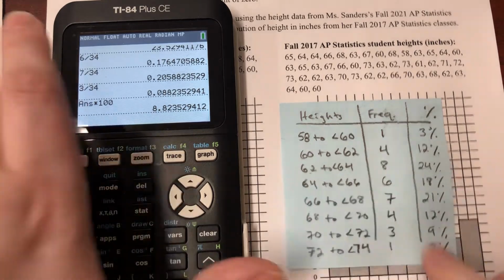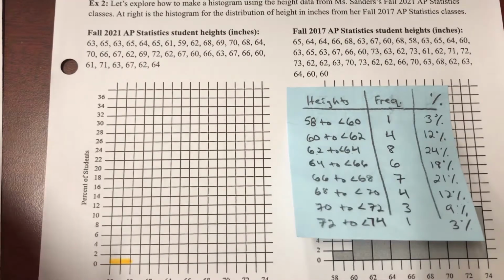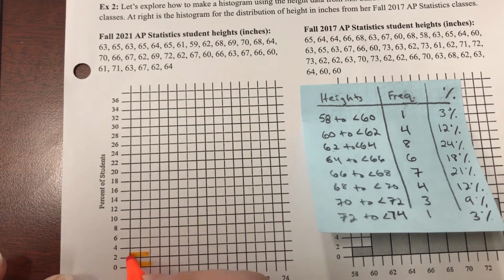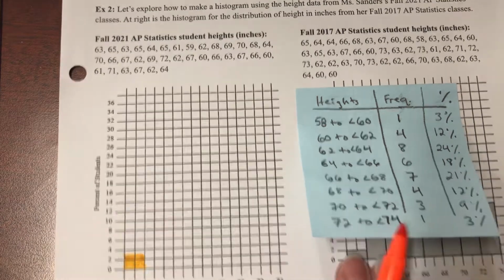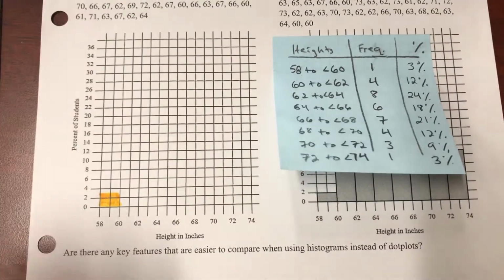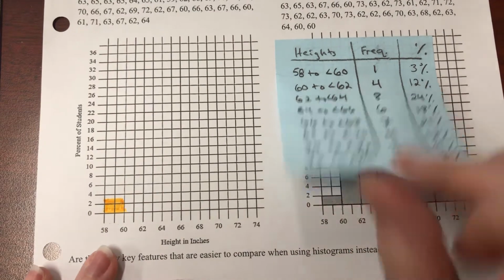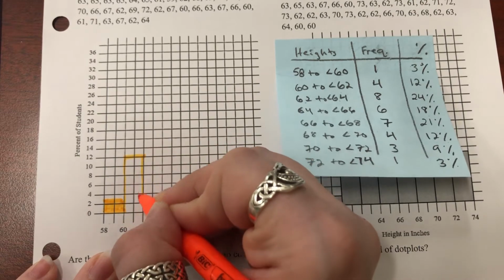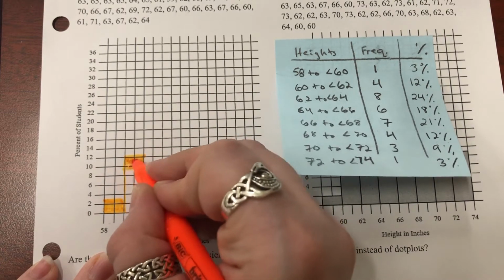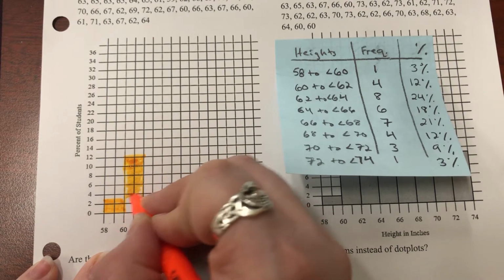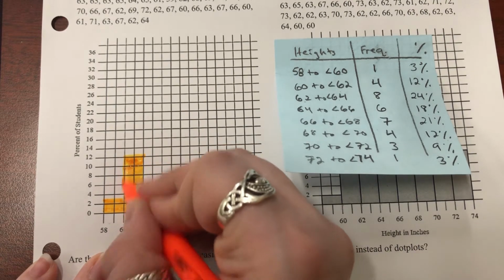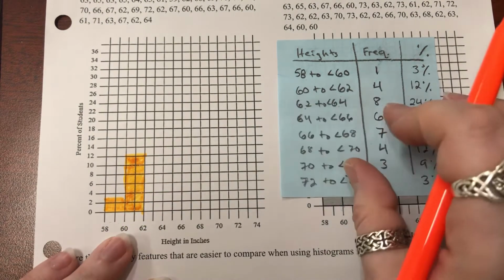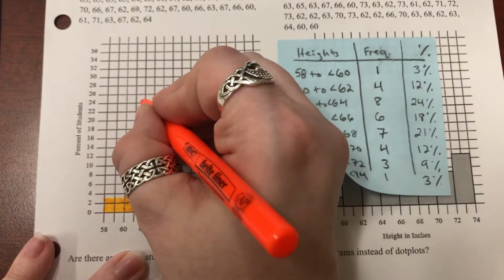All right, so the percents are what I actually want to use for the height. So I need to fix this so that my height actually goes up to 3. That means that I need to have my bar like this. See how easy that was to fix? Next, I need 12%. So I'm going to have this next bar going up to the 12. All right, next one's up to 24%.